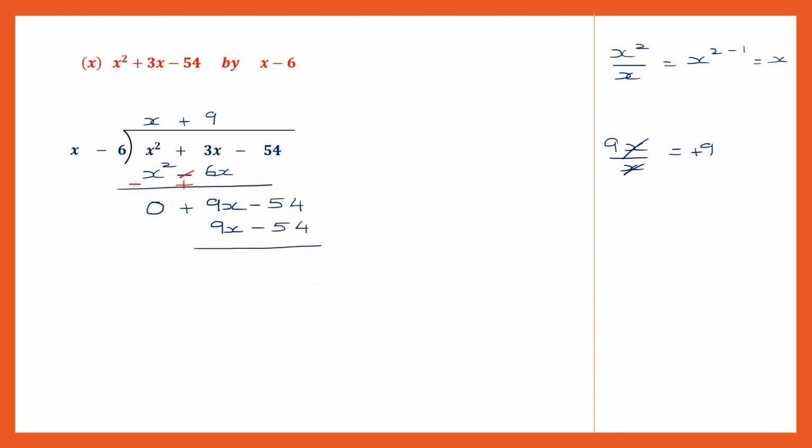Now we're going to subtract. That means the signs will change. This will become minus and this will become plus. Now minus 54 plus 54. 54 minus 54 is 0. Here also we have plus 9x minus 9x. 9 minus 9 is 0. So when you get your remainder as 0, your division is over. So what is our answer? X plus 9. This is our quotient and that is our answer. X plus 9.